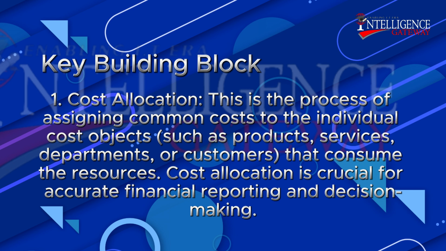Key building block 1. Cost allocation. This is the process of assigning common costs to the individual cost objects, such as products, services, departments, or customers, that consume the resources. Cost allocation is crucial for accurate financial reporting and decision-making.